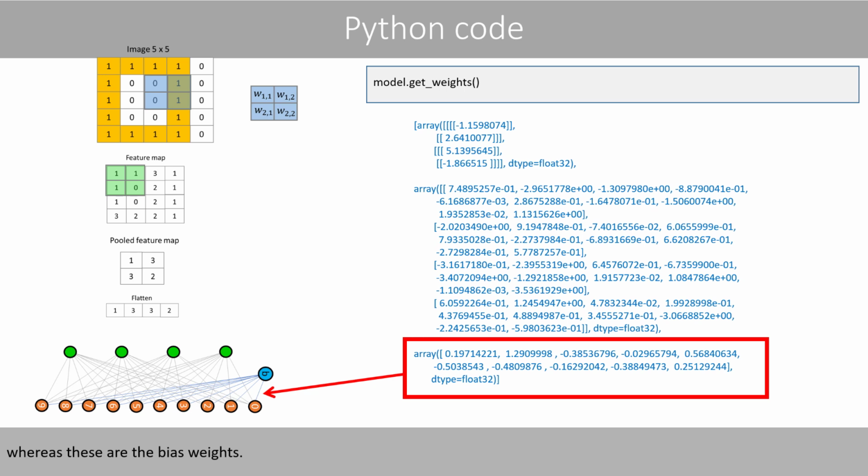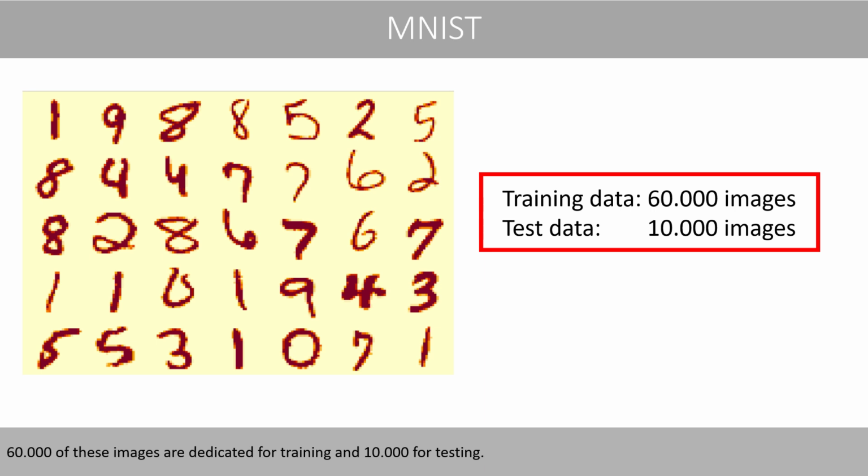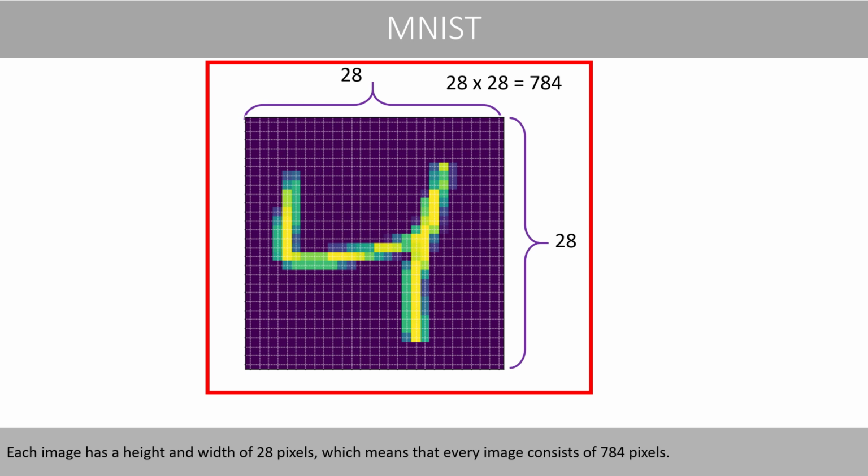Finally, I will show how to train a CNN based on the classical MNIST dataset, which contains 70,000 images of handwritten digits. 60,000 of these images are dedicated for training and 10,000 for testing. Each image has a height and width of 28 pixels, which means that every image consists of 784 pixels.